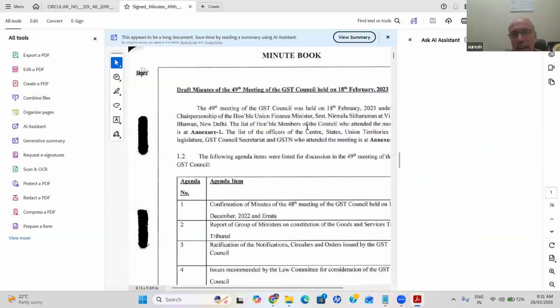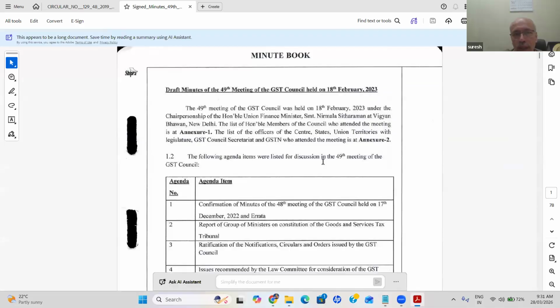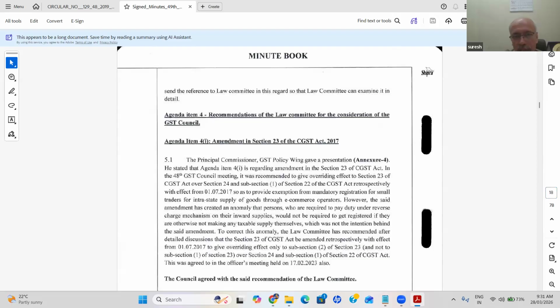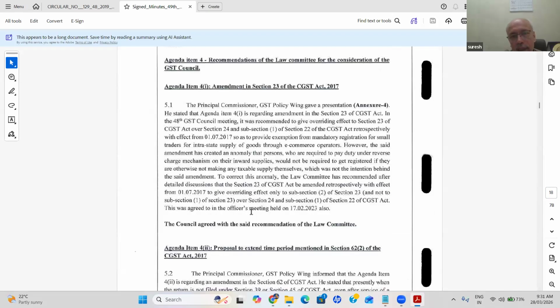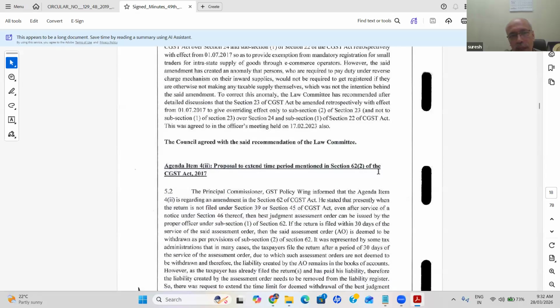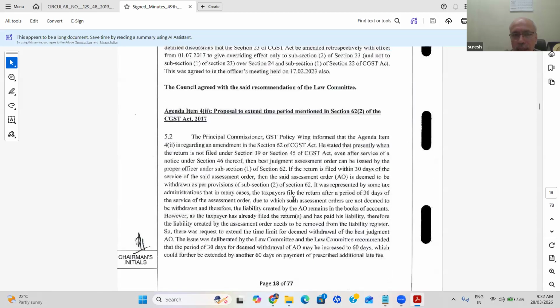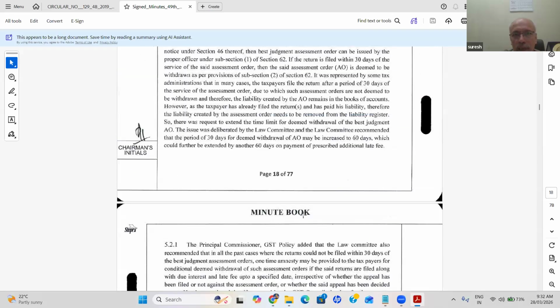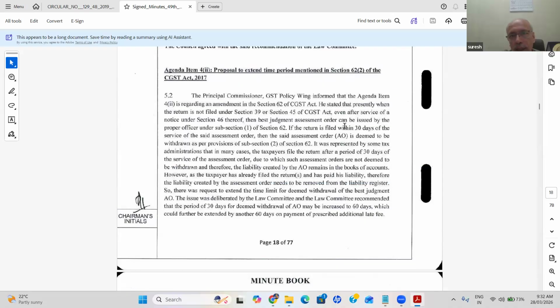And this amnesty scheme was authorized by the 49th GST Council. These are the minutes of the GST Council. Here, the proposal to extend the time period mentioned in Section 62 of the CGST Act. So here there were two things, sir. The amendment which we are seeing of 60 plus 60 was also authorized by this GST Council meeting only. And in this meeting, a scheme was brought for giving amnesty. The issue was that it was represented by some taxpayers.